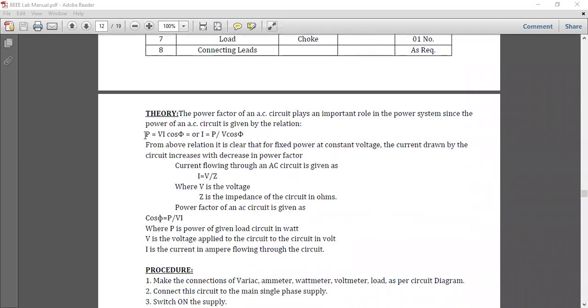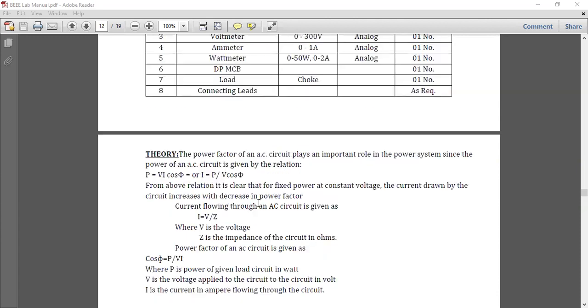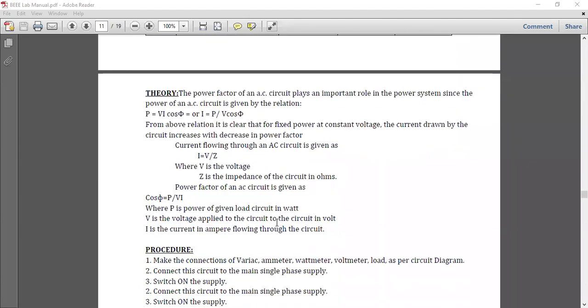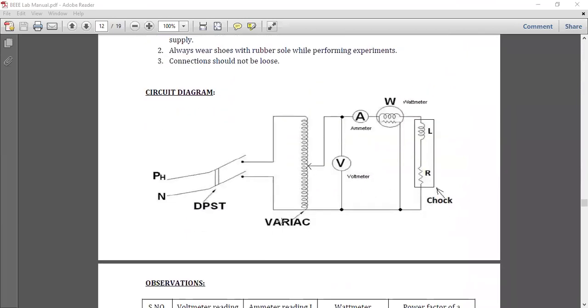We know the formula for power, that is VI cos phi, and from this formula we can calculate the current, and then we calculate the power factor. As power, V and I, we note from the readings. And now this is the circuit diagram for this experiment.